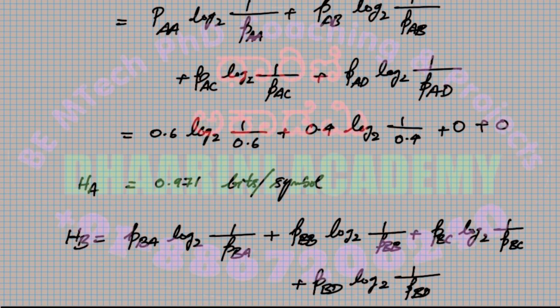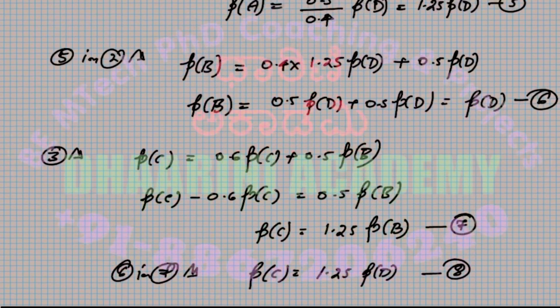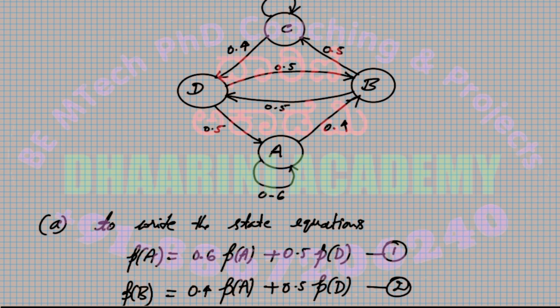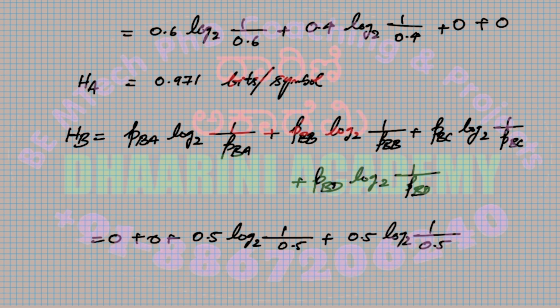So let's go back and check the state diagram for the terms. So from B, I can move to C. From B, I can move to D. No BB, no BA. Okay, so 0.5, 0.5. So first two terms are 0. Okay, 0 plus 0 plus 0.5 log to the base 2 of 1 divided by 0.5 plus 0.5 log to the base 2 of 1 by 0.5. Please calculate this. So this is equal to HB equals 1.